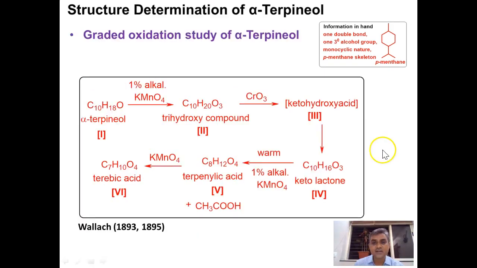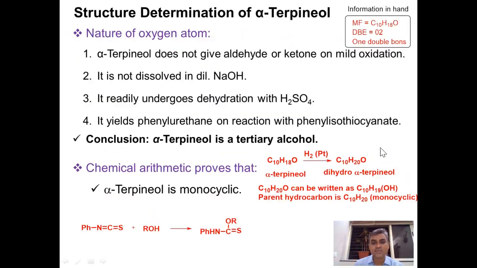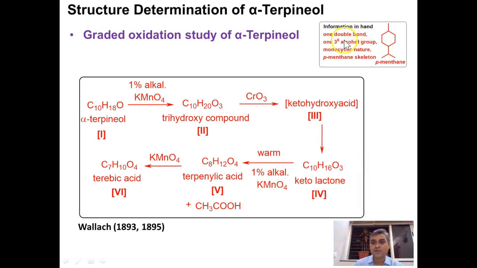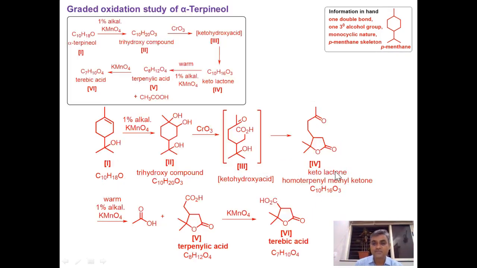We will see how we started. We determined the molecular formula, then performed hydrogenation and bromination experiments, and then some parasamine formation was there, and from that we reached various structural features of the alpha terpineol molecule. The position of one double bond as well as the tertiary OH group was established on the basis of the graded oxidation experiment. In the graded oxidation experiment, the analysis of each substrate was carried out, and the structure of molecule number 4 is very important. It was proved to be the ketolactone, and from that we reached the structure of alpha terpineol very well.